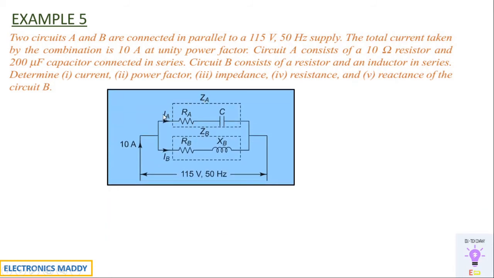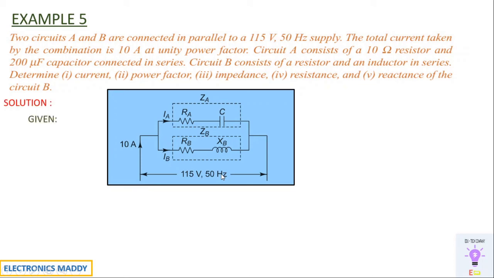So they have told IA is the current flow. Let us assume IA is the current flowing through circuit A and IB is the current flowing through circuit B. RA is the resistance and C is the capacitance. RB is the resistance and XB is the inductive reactance according to the circuit diagram. 10 amps is the current flowing through the circuit. The supply voltage is 115 volt, 50 hertz.